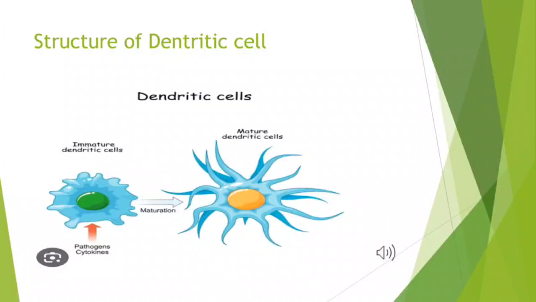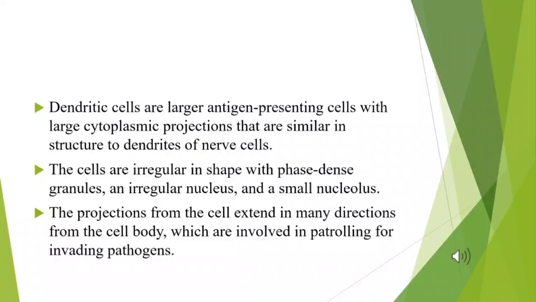And this is the structure of dendritic cells. The immature dendritic cells, after the maturation process, the mature dendritic cells will be formed. The dendritic cells are larger antigen presenting cells compared with the other antigen presenting cells.